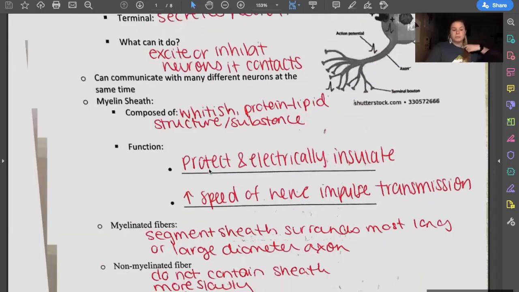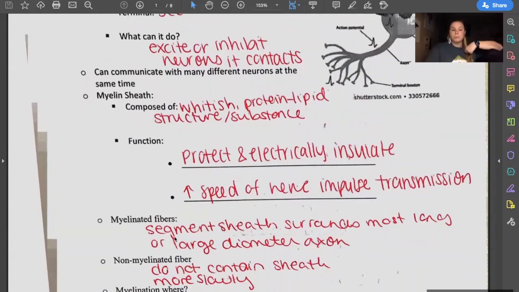There are fibers that are myelinated and fibers that are non-myelinated. Myelinated pretty much just means they have this myelin sheath, a white protein lipid substance that protects, insulates, and increases the speed. So a myelinated fiber is surrounded by a long axon that has a myelin sheath, and it's going to have protection, insulation, and an increased speed of transmission.